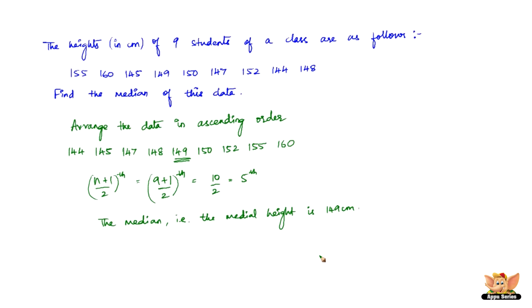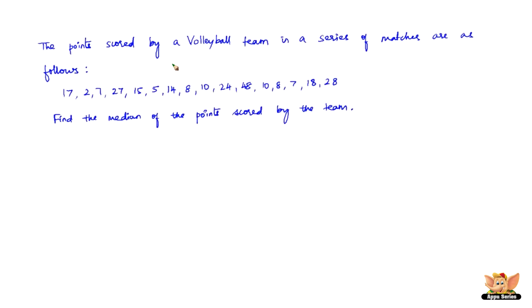So let us solve another problem based on median. The points scored by a volleyball team in a series of matches are as follows: 17, 2, 7, 27, 15, 5, 14, 8, 10, 24, 48, 10, 8, 7, 18, and 28. Find the median of the points scored by the team.